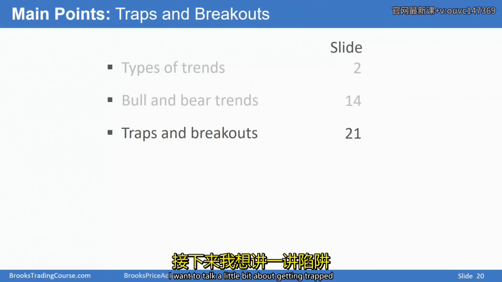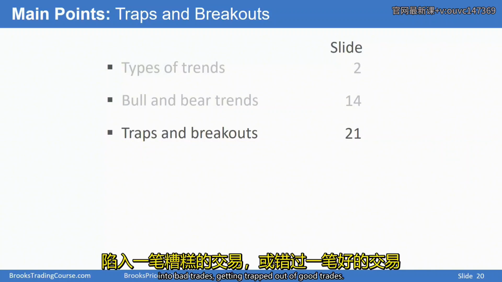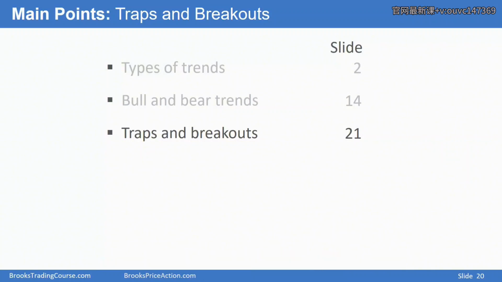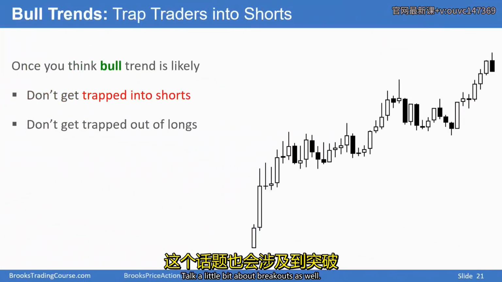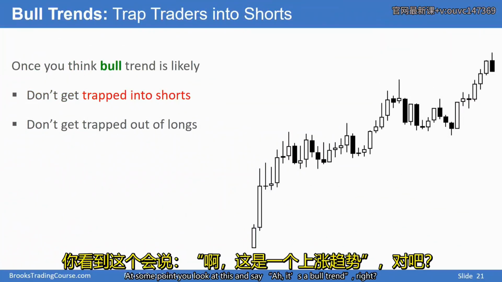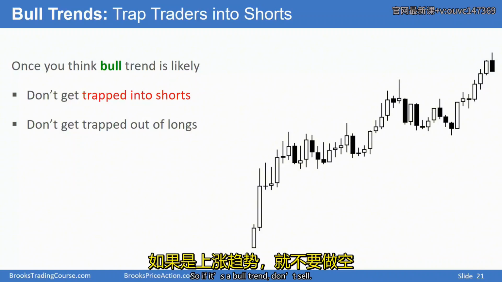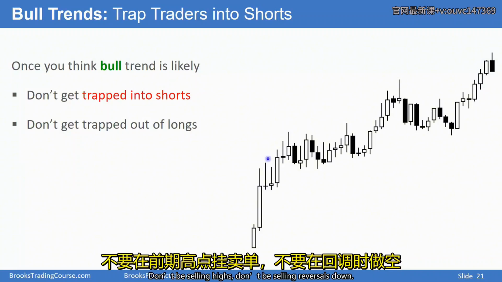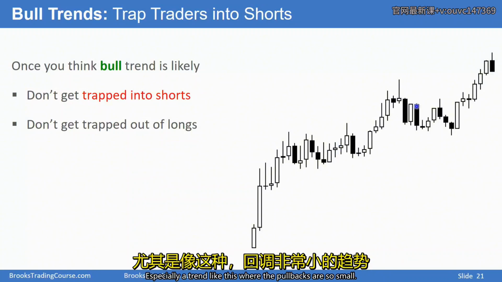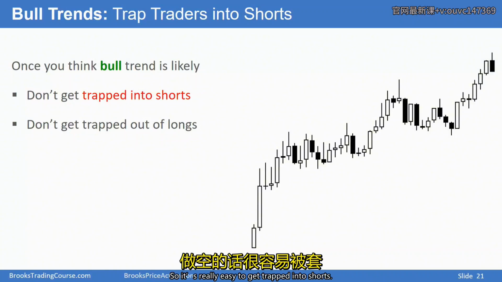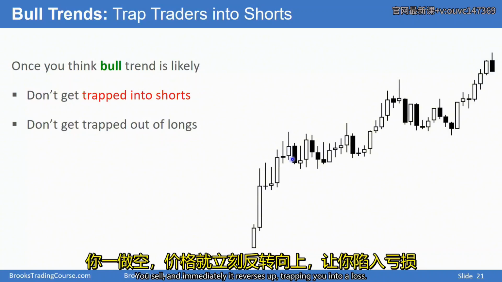I want to talk a little bit about getting trapped into bad trades, getting trapped out of good trades. Talk a little bit about breakouts as well. At some point, you look at this and you say, it's a bull trend, right? So if it's a bull trend, don't sell. Don't be selling highs. Don't be selling reversals down, especially a trend like this where the pullbacks are so small. So it's really easy to get trapped into shorts. You sell and immediately it reverses up, trapping you into a loss.